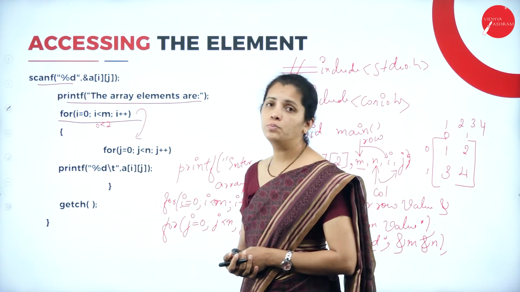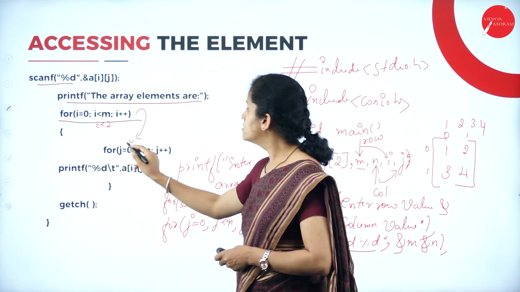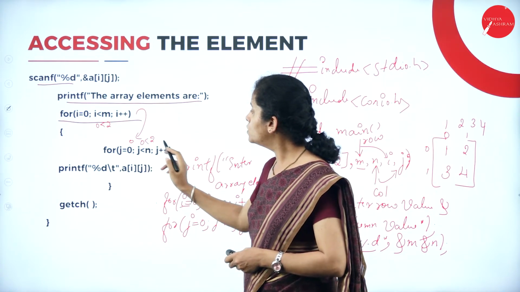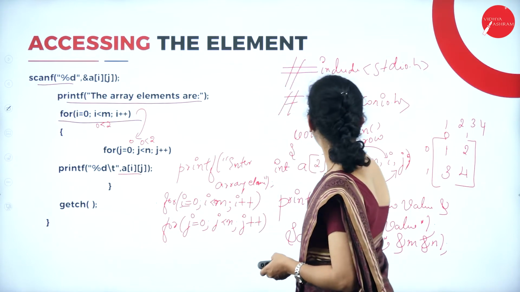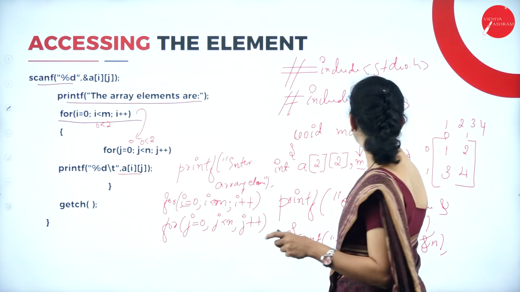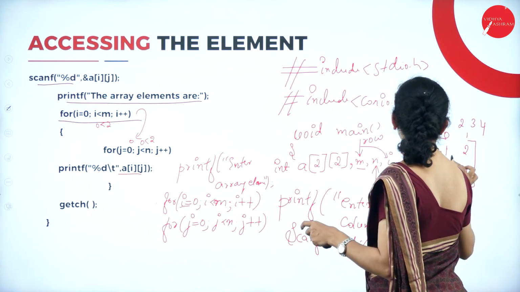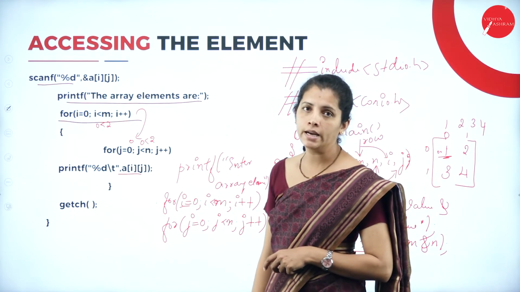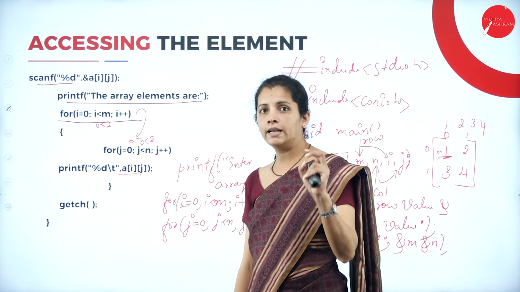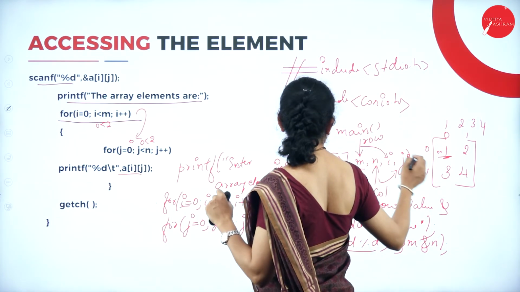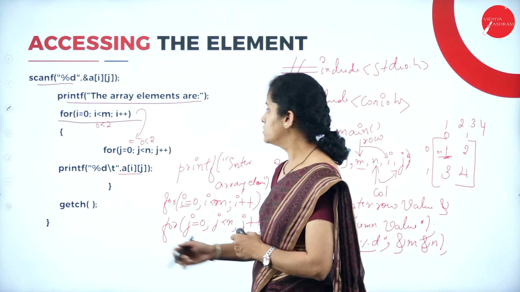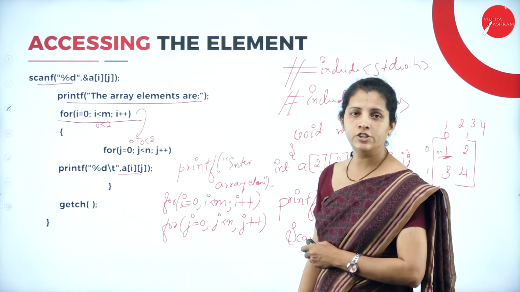In my inner for loop, j is 0, that means 0th column, 0 less than 2, true. So what do I want to do? I want to read the element which is present at the index 0, 0, and what is it? It is 1. So I'm going to read 1, that means I'm going to display 1. That means I'm going to read the content which is stored at the 0, 0 index and display the content to the user. So I'm going to write printf a of i and j.